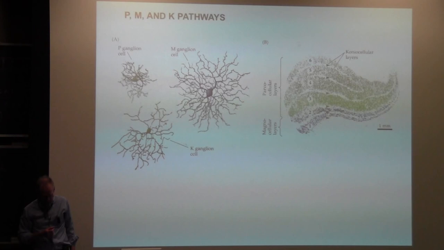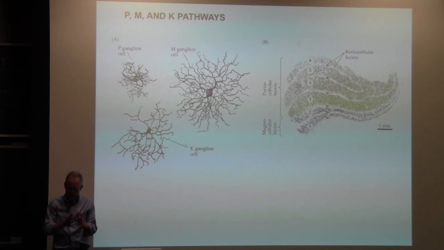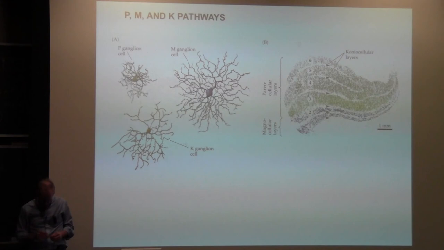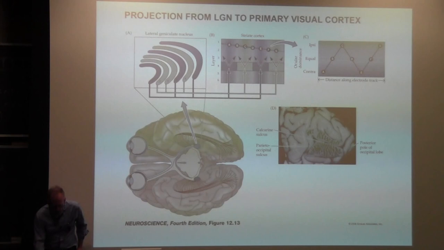So, a little bit of detail to that, but one of the real themes in this early vision lecture is how different types of information are channeled through different types of bipolar cells, different types of retinal ganglion cells, different layers of the lateral geniculate nucleus. So it's worth knowing a little detail on those. So neurons from the lateral geniculate nucleus project to primary visual cortex in the back of the brain via the optic radiations.